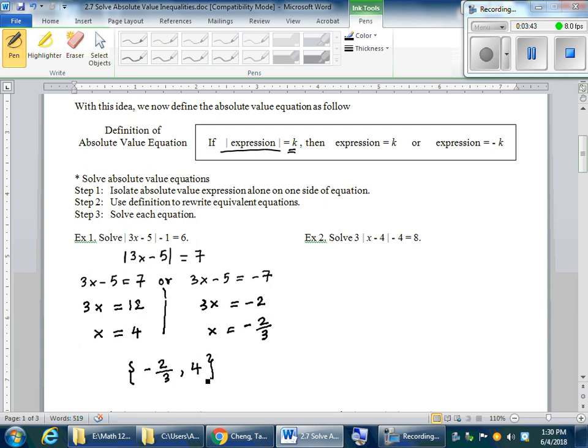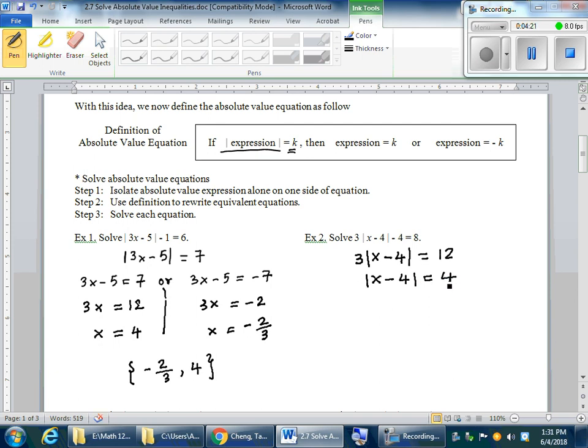Now, second example, and this time we are solving the equation 3 times absolute value of x minus 4, minus 4 equal to 8. So first we need to isolate the absolute value itself. So add 4 to both sides. That will become 12 on the right hand side. And then we divide both sides by 3. So this gives us absolute value of x minus 4 is equal to 4.